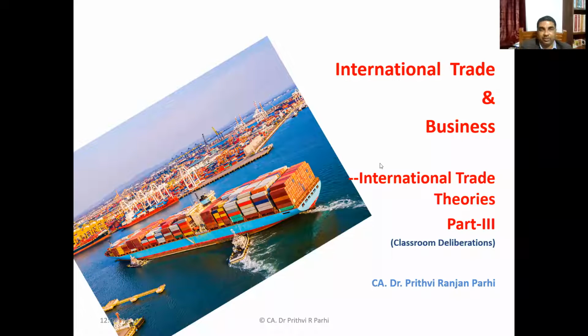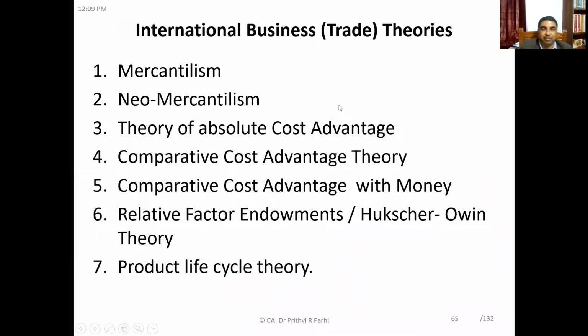Let me share the screen with you so we can have an idea of what theories we have already discussed. If you look at your screen, you can understand that we have already discussed the theory of mercantilism, theory of neo-mercantilism, and the theory of absolute cost advantage, as well as the theory of comparative cost advantage. So these are the four theories we have discussed.